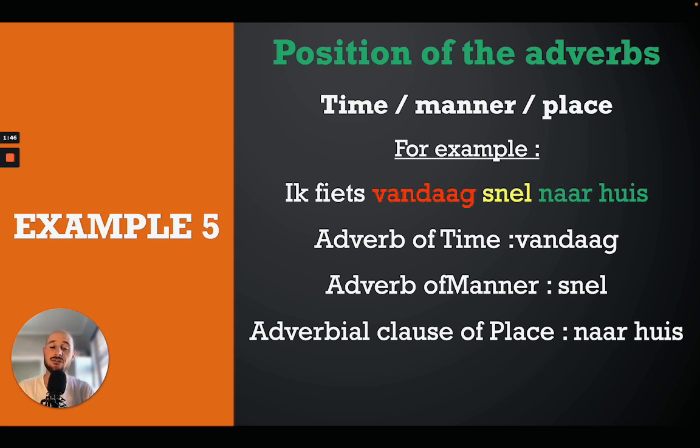Vandaag is our adverb of time, so it goes in front, just after our verb. Then snel is our manner: in which way are we doing it, slowly or fast? Well, in this case it's fast. And then naar huis would be our adverbial clause of place, which is going all the way to the end. Alright, this is correct for most of the cases. If you remember this rule, you'll be good to go, you won't make any mistakes.